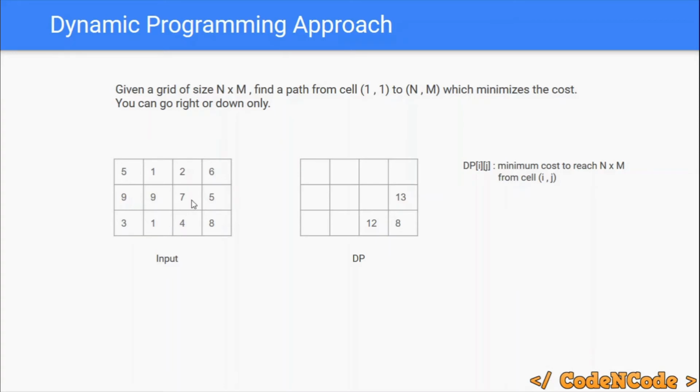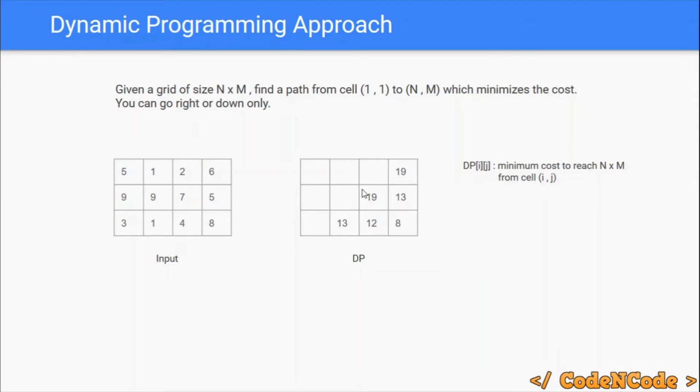So let's do that. Now this only depends upon the right, and the cost of right is 12, so this would be 12 plus 1, which is the cost of this cell itself. So the overall cost if you start from here would be 13.